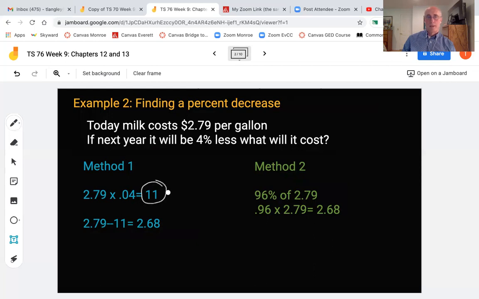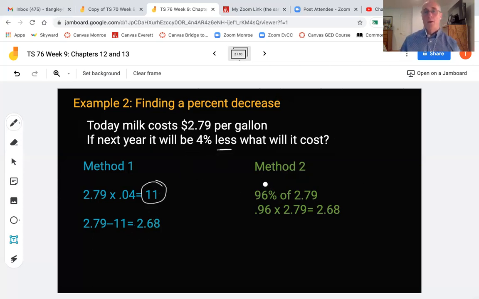Okay, there's 11 cents. And if the price of milk is less, we would subtract: $2.79 minus 11 cents, and get $2.68. Okay, and that is 4% less than the original price of 279.